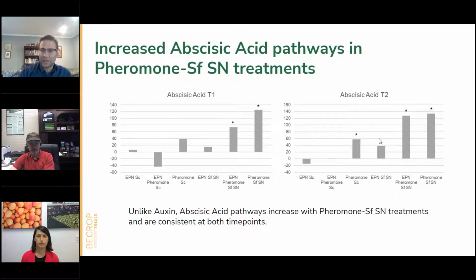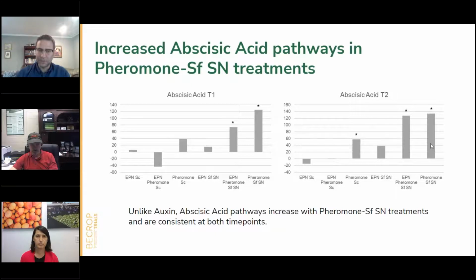And we see again, similar to what we saw before, a little bit of an effect of the nematode itself. In this case, it's not significant, but we do see significance in the combination of the nematode with the pheromone as well as the pheromone itself. So it really looks like the pheromone is doing a lot to drive a lot of these plant hormone pathways in the microbial community.